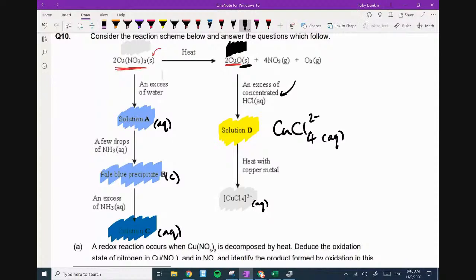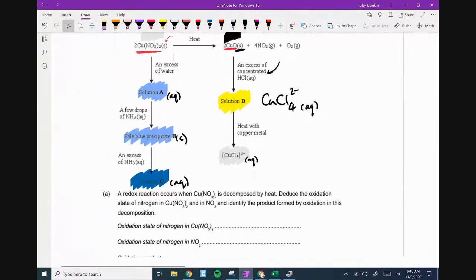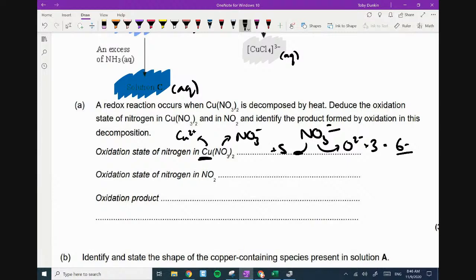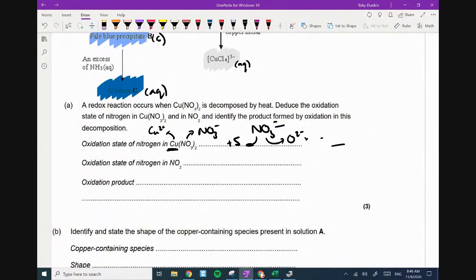One of the things I always like to do, if I ever get those kind of cycles, is deconstruct them as an exercise anyway. Right, the first question says this is redox, so the oxidation state of nitrogen in copper 2 nitrate. We know that the copper is +2. So let's pull it apart. We've got copper 2+, then we've got NO3-. Now we can deconstruct the NO3- and work out what the nitrogen is. Oxygen is -2 times 3, which is -6. Therefore, to get from -6 to -1, the nitrogen must be +5, and there's my answer. I would have done all that working out in the margin.